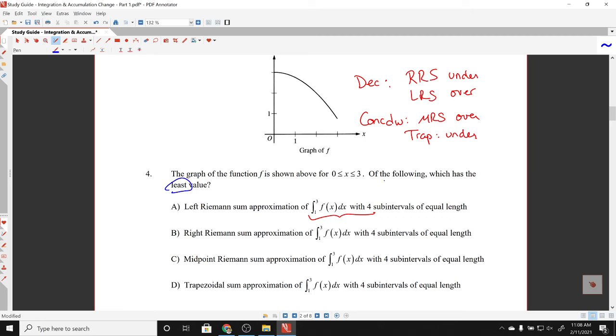So of the following, which is the least value? Well, anything that's an over approximation is automatically out. So we can't do a left Riemann sum or a midpoint Riemann sum. Now the question is whether the right or the trapezoid. Remember, whether you have left and right or right and left doesn't matter, the trapezoidal sum is always going to be between them because it is the average of the left and right Riemann sums. So if my right is an under approximation and trapezoid is an under approximation, then the trapezoid must be greater than the right Riemann sum. Therefore, the right Riemann sum must have the least value.